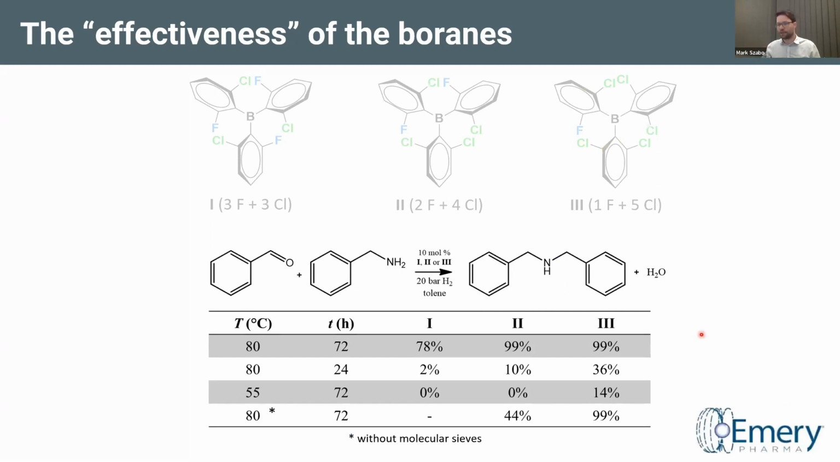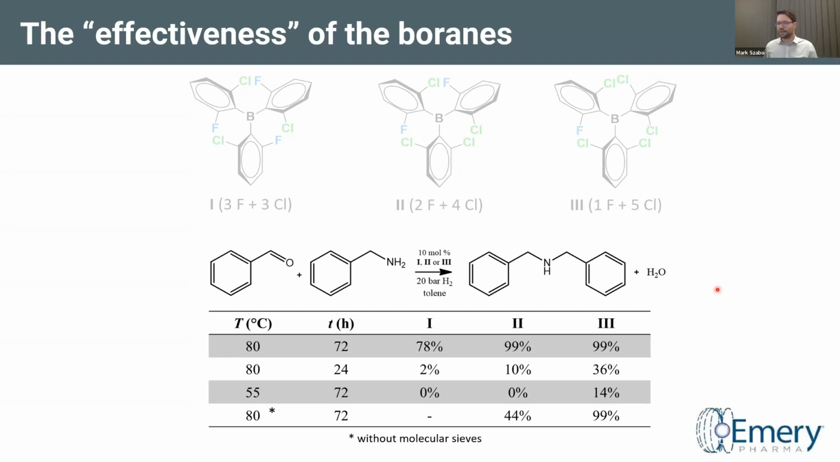And what we did is that we tested all these 3 boranes in the reaction that you can see on the screen. The interesting part of this reaction is that this is a reductive amination reaction, and one of the products is water. And if you remember, this is a moisture-tolerant catalyst, or at least tris(pentafluorophenyl)borane was. And we applied 10 mole% of the catalyst, so actually a 10 times excess of water was formed.